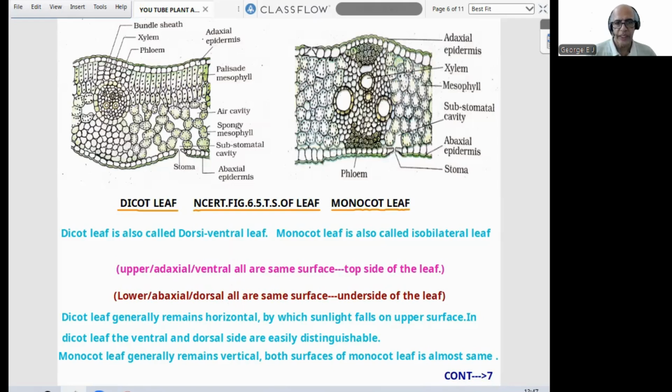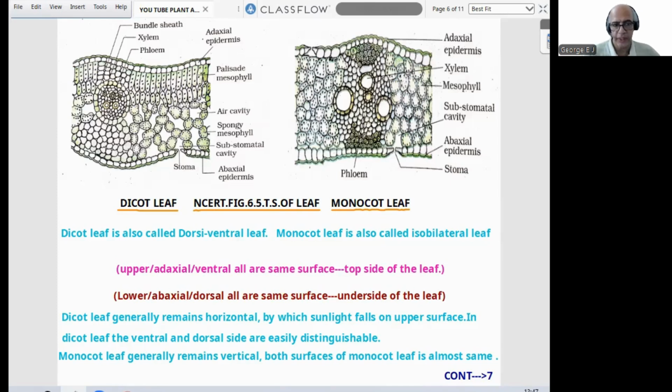See, dicot leaf generally remains horizontal, by which sunlight falls on the upper surface. The ventral and dorsal side are easily distinguishable in dicot leaf. That is why it is called dorsiventral leaf. Maximum sunlight will be falling on the upper surface. In dicot leaf, upper and lower side can be easily distinguished.